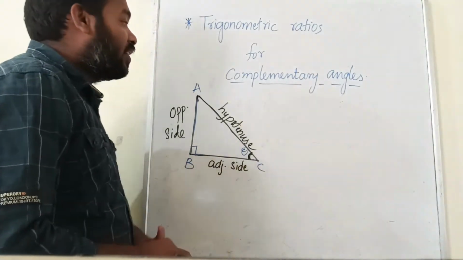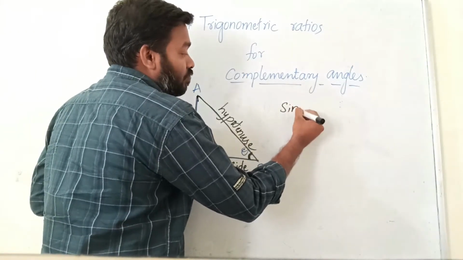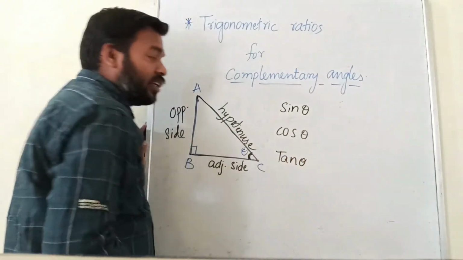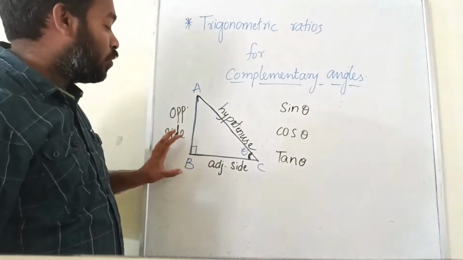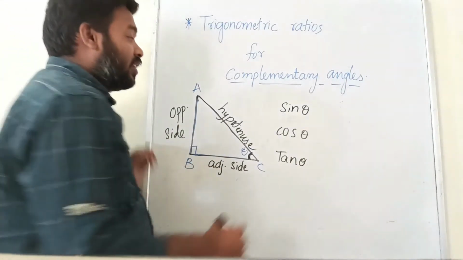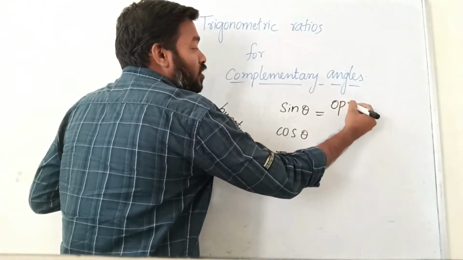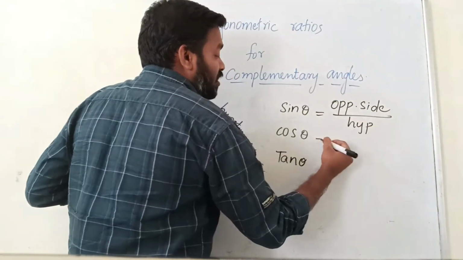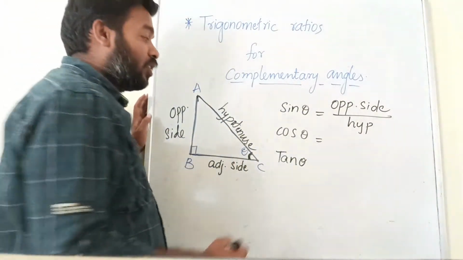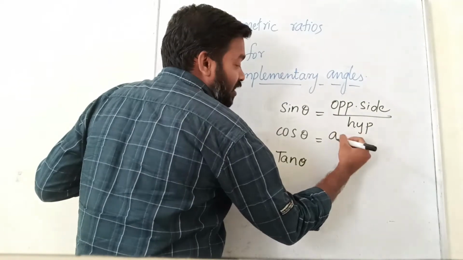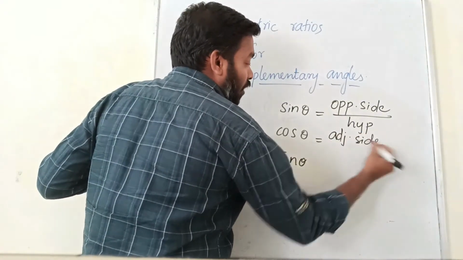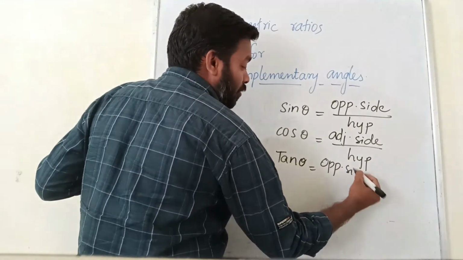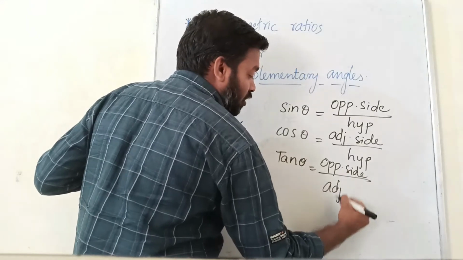Now we have to write the formulas for sine theta, cos theta, tan theta and the other three trigonometric ratios by taking opposite side, adjacent side and hypotenuse. That is, sine theta is equal to opposite side by hypotenuse, which we discussed in the first class, basics of trigonometry. And cos theta is adjacent side by hypotenuse, and tan theta is opposite side by adjacent side.